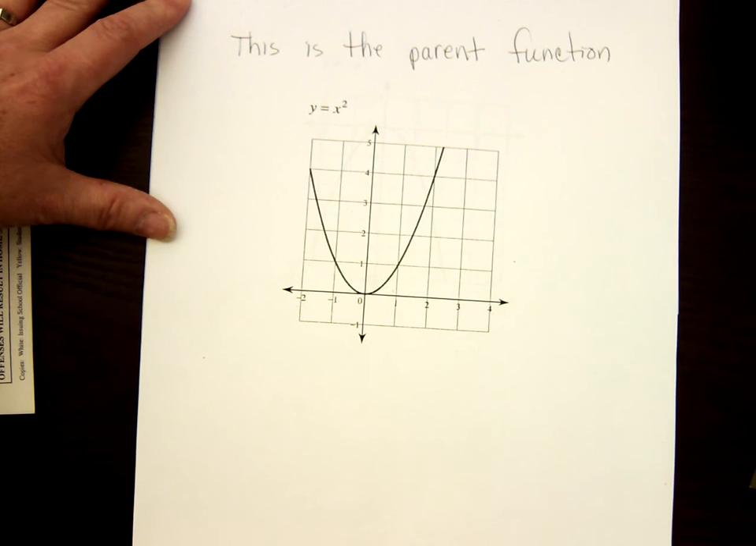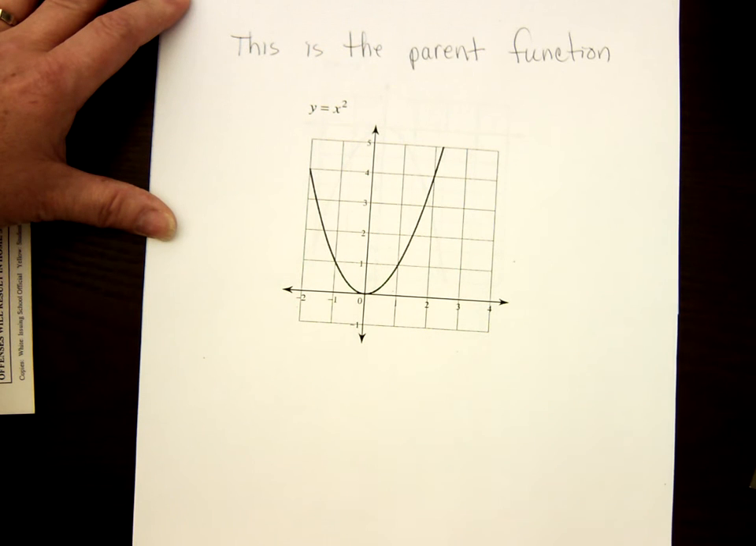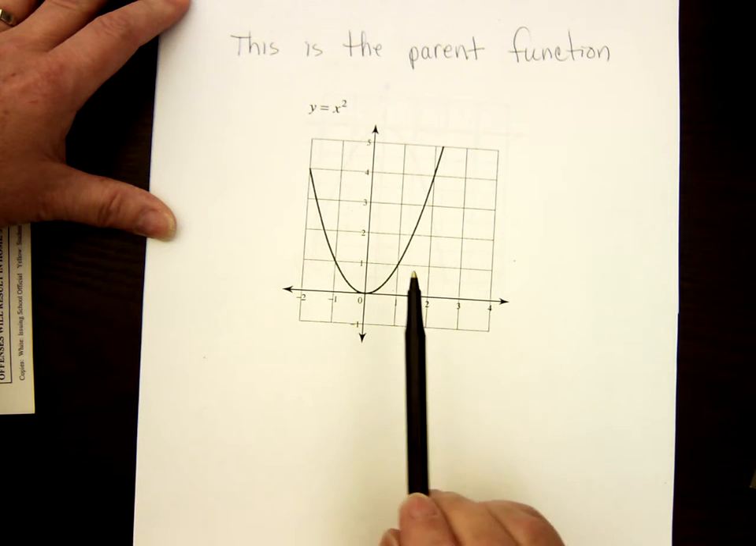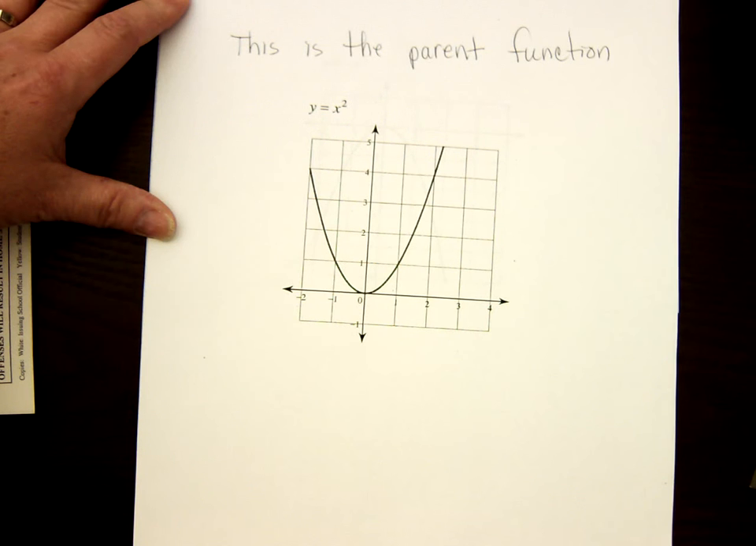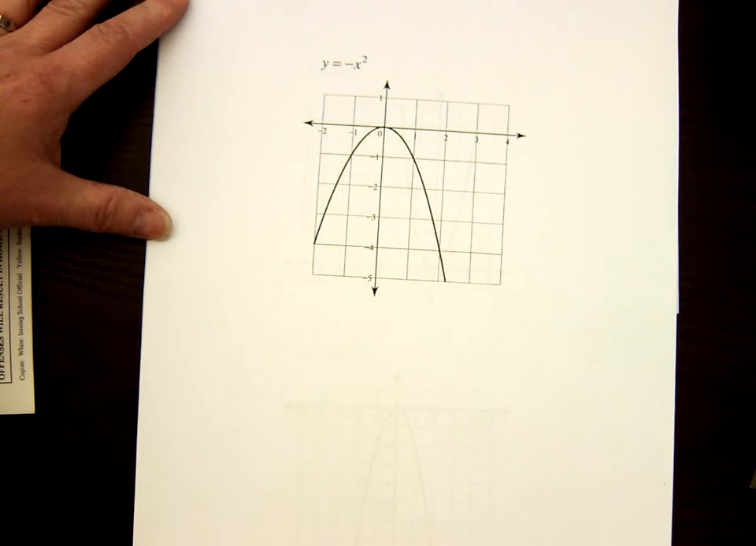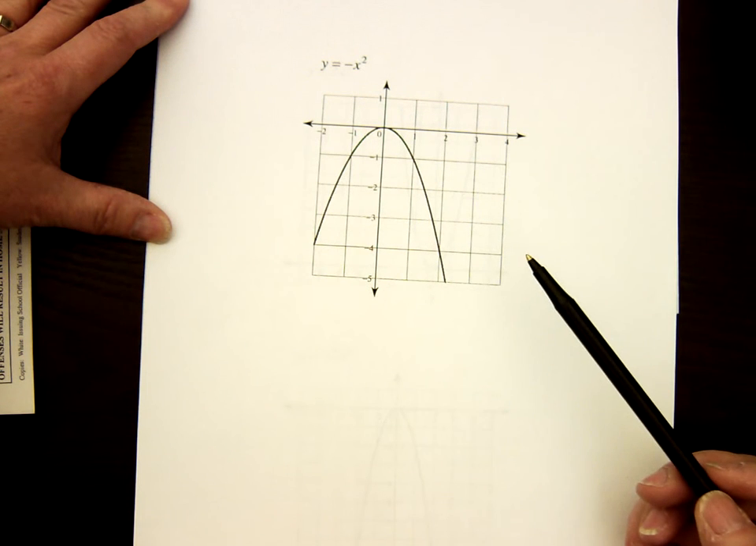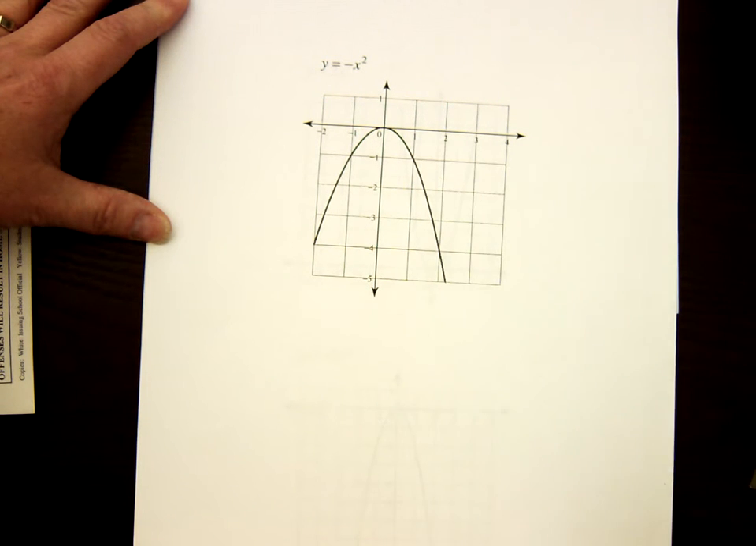So first, remember that this is considered the parent function for quadratic equations. It's just a simple y equals x squared, has a parabolic shape opening up, starting at the origin. Here is y equals negative x squared, same parabolic shape, starting at the origin. However, this time it opens down.